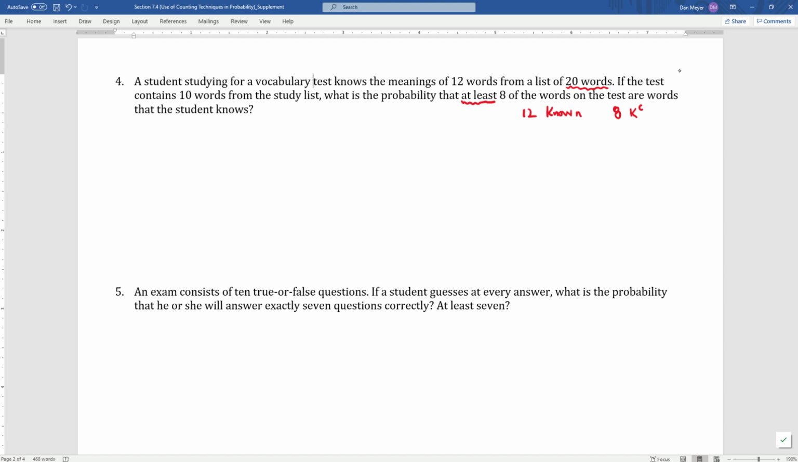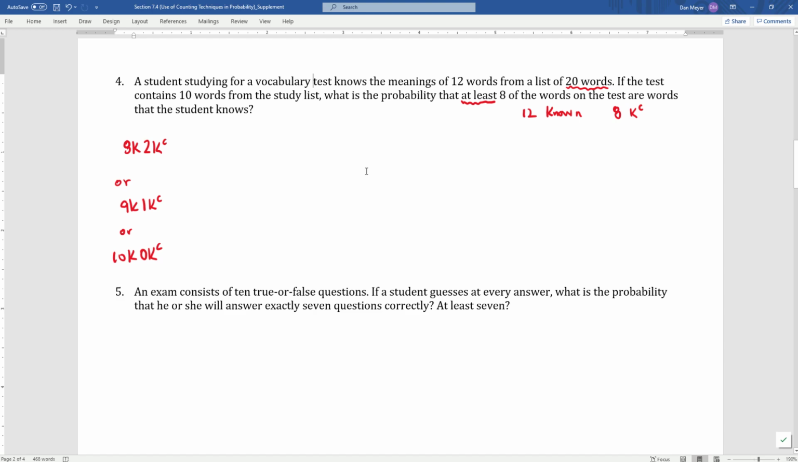All right. So let's see. We can break this "at least 8" down into cases. At least 8 means 8 known and 2 unknown, or I guess we could have 9 known and 1 unknown, or we could have 10 known and 0 unknown. The student could know all 10 words on the vocab test.